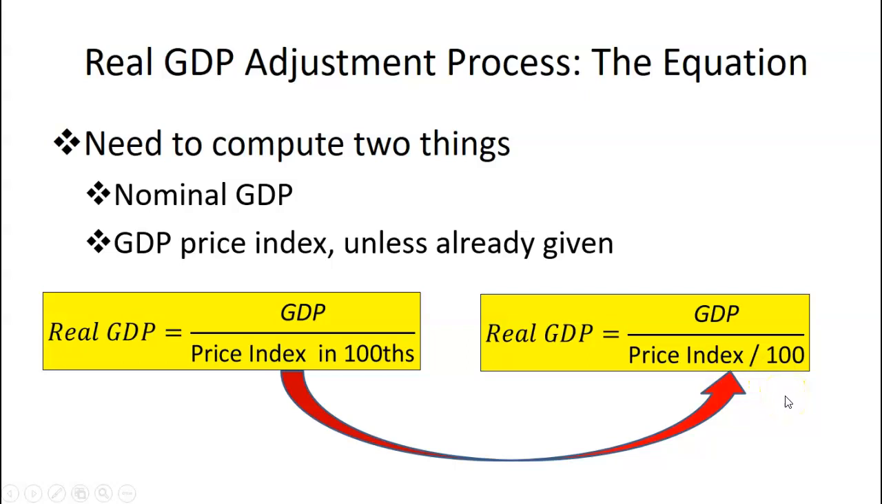So we will definitely be using this one quite a bit and use variations of this. So if you have the real GDP, if you multiply by the price index in hundredths, then you get the nominal GDP. And if you're trying to find the price index, then you can do GDP divided by the real GDP. That would equal the price index in hundredths. So multiply by 100, you get the price index. So you use this equation quite a bit in various different ways.